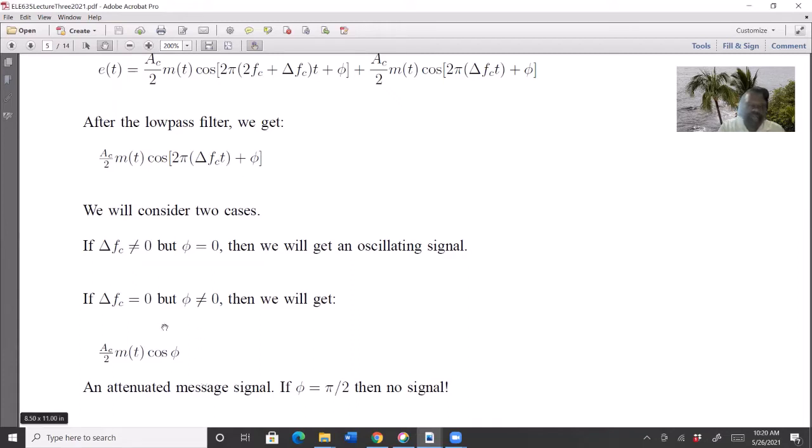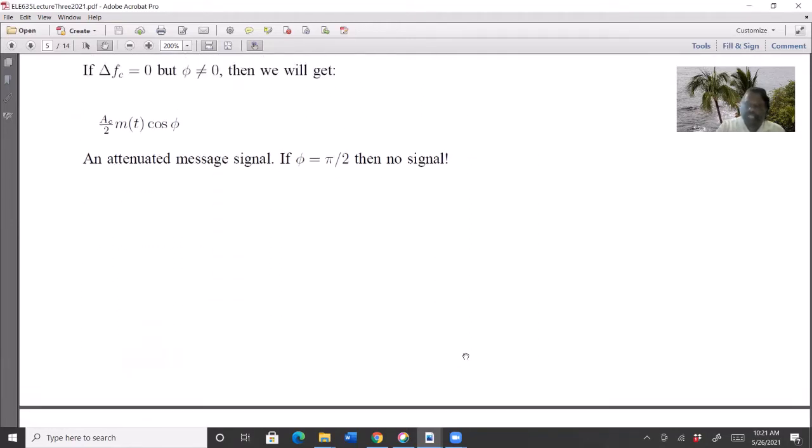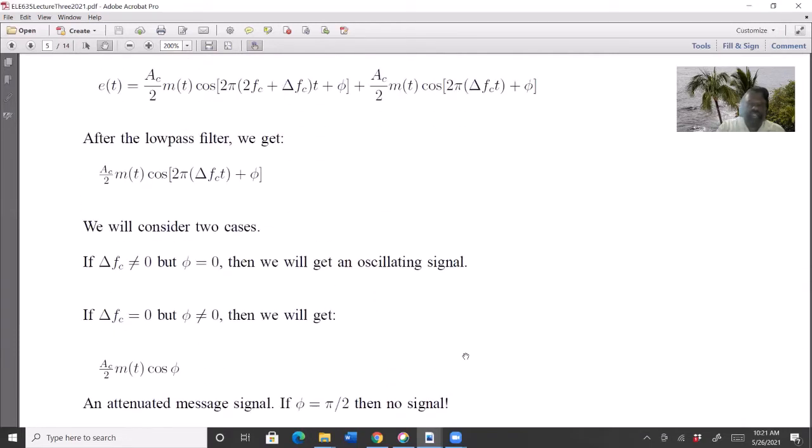Now, on the other hand, if delta fc is zero, this part is zero, you get cos phi, which means the message signal will be fine, but it will be attenuated by cos phi. So if phi is 45 degrees, cosine 45 is 1 over root 2, so your signal will be multiplied by 1 over root 2. But more seriously, if phi is 90 degrees, cos phi is 0, which means you won't get any signal. So basically, you have to have a top-notch oscillator in the receiver. And nowadays, that's not a problem.